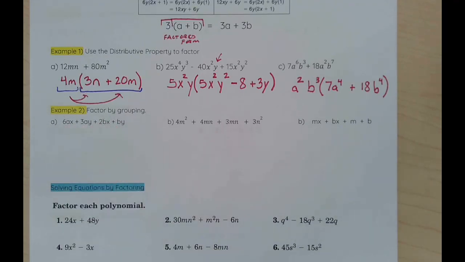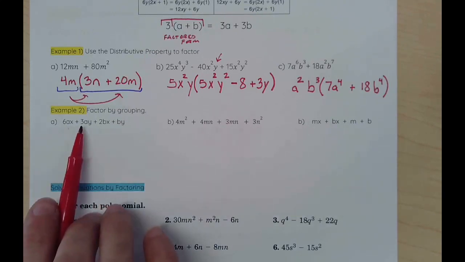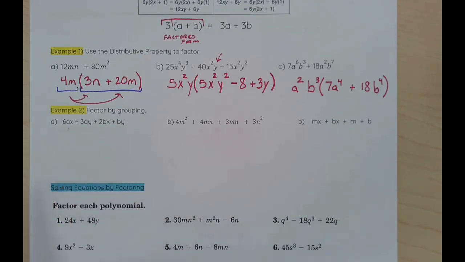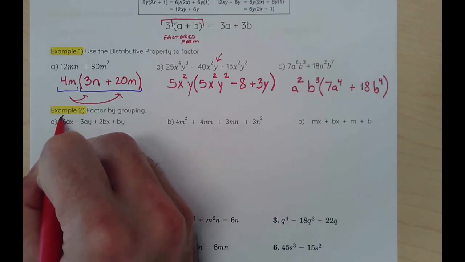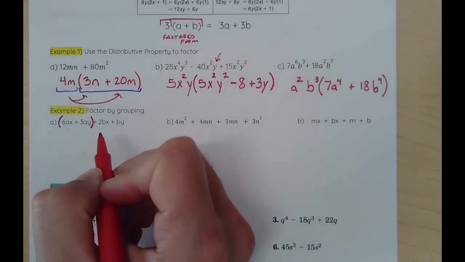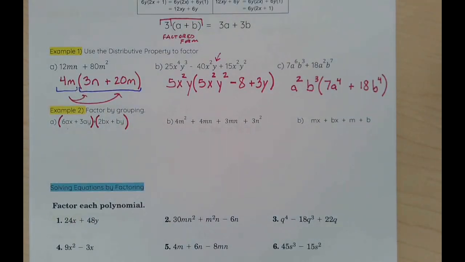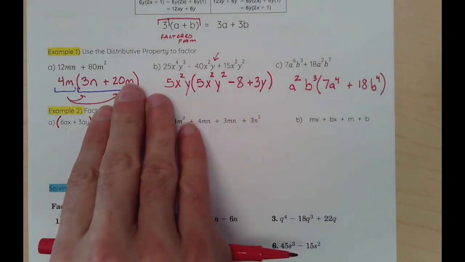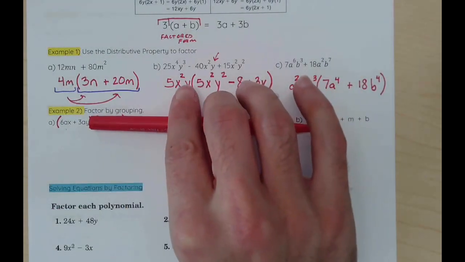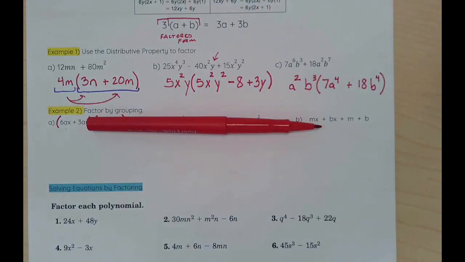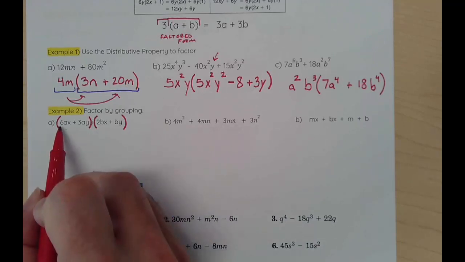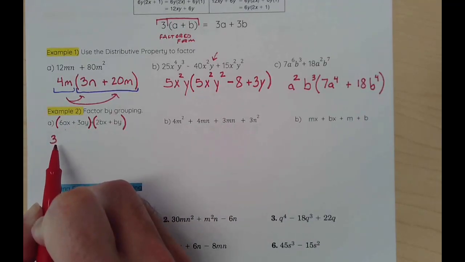I'm kind of stuck. I can't pull out a 6, I can't pull out an A, I can't pull out a B, I can't pull out a Y. So what we do is we're going to group together terms that we could factor something out of. So in this case, what I could do is I could add parentheses here and parentheses here. Now, bear with me. If I look at just that first set of parentheses, I have 6ax plus 3ay. In there, I could factor out 3, and I can factor out a.